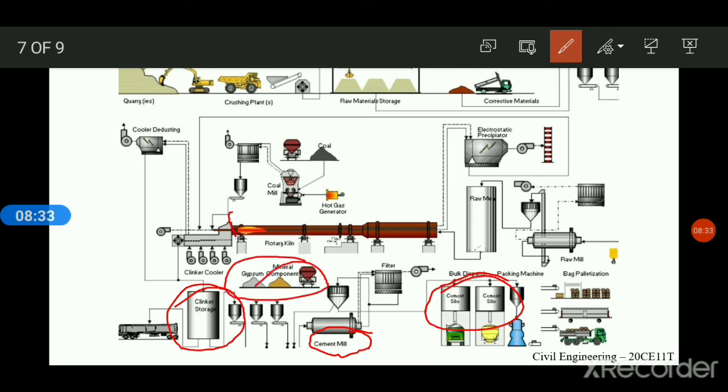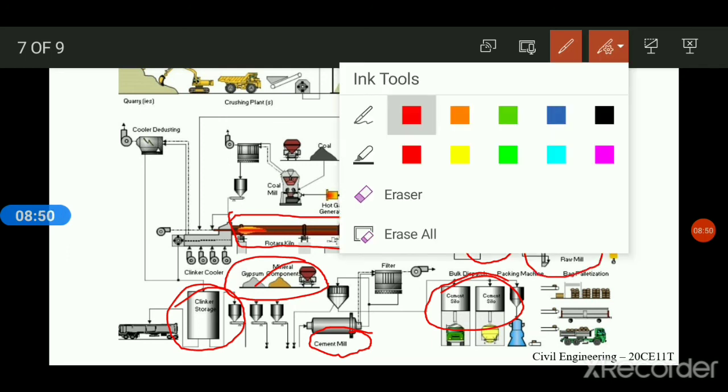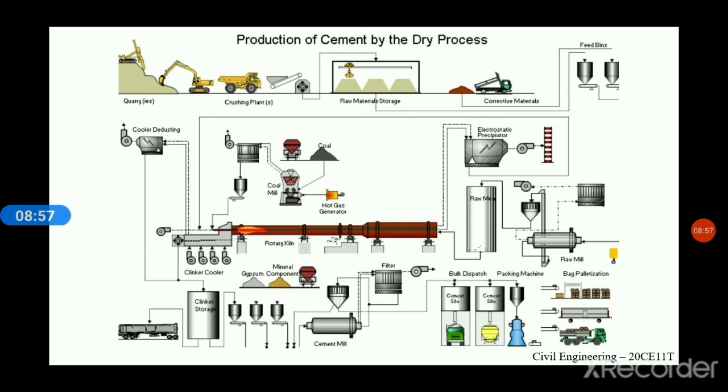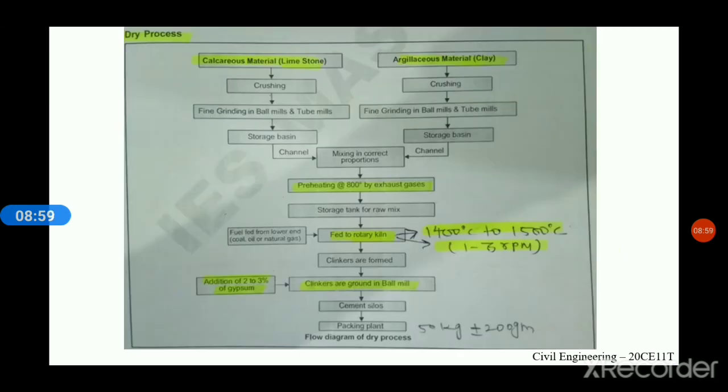You can see in the red portion, this is the rotary kiln, raw mix, raw mill. The process is the same. The figure is in a different style. In the next slide it is very clear to understand. It is in the flow diagram, the dry process.